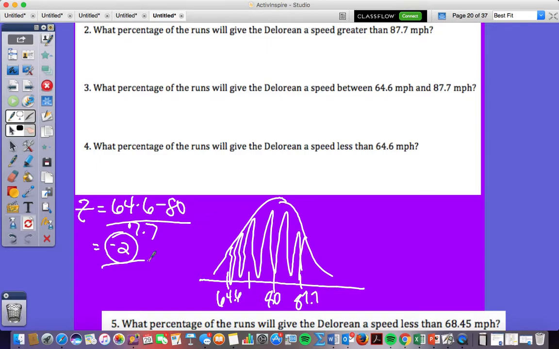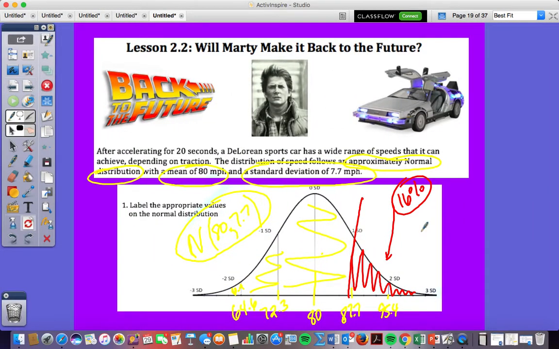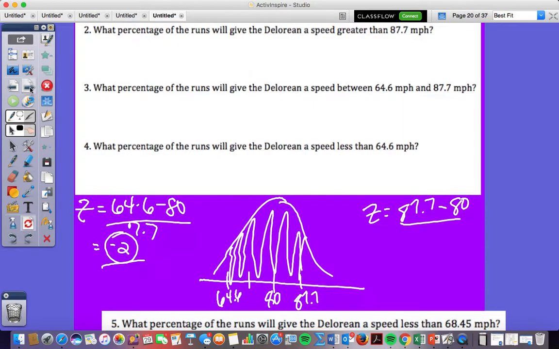On the right side, we're going to look at our z-score by doing 87.7 subtracted by 80 divided by 7.7. We already did this. Divide by 7.7. What would we get? 1. Good. Positive 1. So now, what we have is z-scores, right?